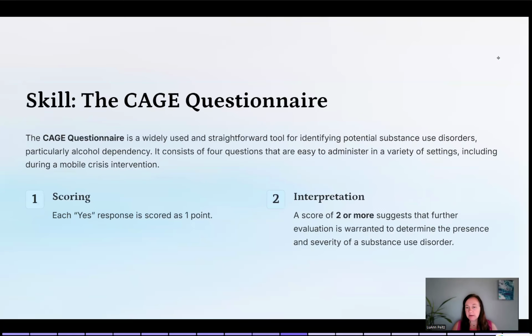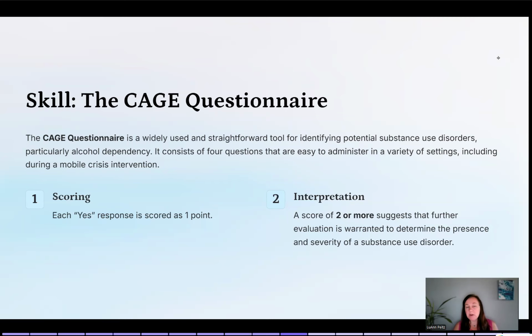So the skill that we're going to learn today is the CAGE questionnaire. The CAGE questionnaire is a widely used and straightforward tool for identifying potential substance use disorders, particularly alcohol dependency. It consists of 4 questions that are easy to administer in a variety of settings, including during a mobile crisis intervention.